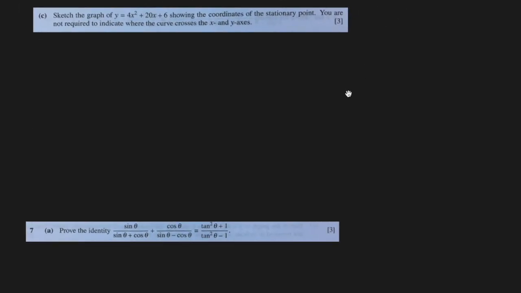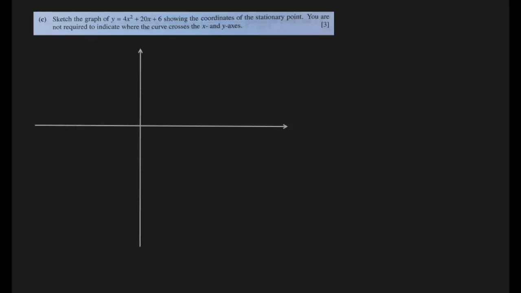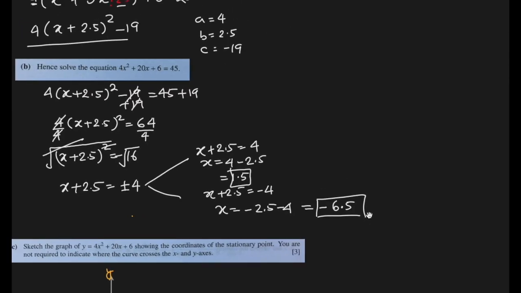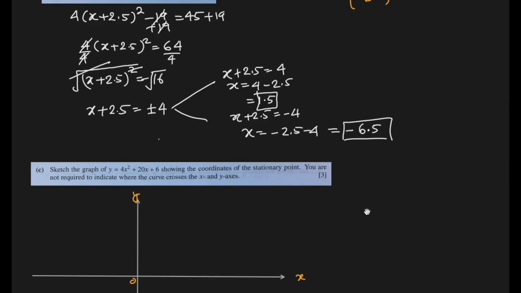Question part c, sketch the graph. Okay, for sketching the graph, I will need axes. Let me draw them. So axes are ready. This is origin, this is x-axis, this is y-axis, and we know the vertex of this particular equation because this was the vertex, right? This gives us the vertex. How? The opposite sign of plus 2.5 is negative 2.5. So negative 2.5 is the x coordinate of the vertex from the completing the square bracket, and negative 19 remains negative 19.